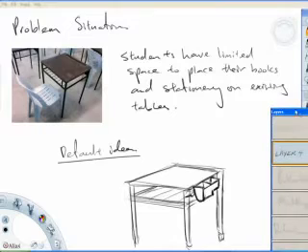Now this is an example that I have, a picture that I've taken from the classroom of a student's desk and the chair. And the problem that I've identified is that students have limited space to place their books and stationery on these existing tables. For the same picture, you might have identified a different problem. You can write what you see, or what you observe here.